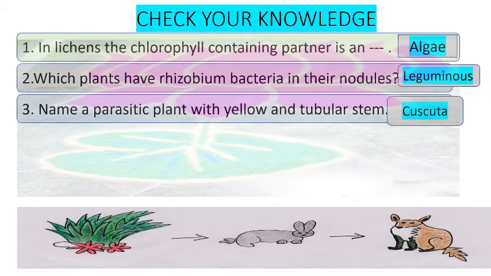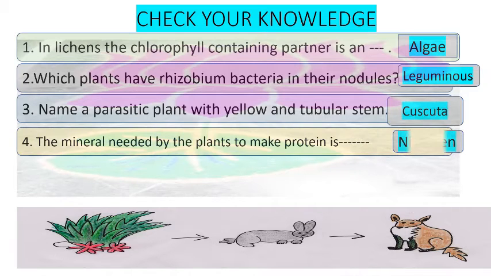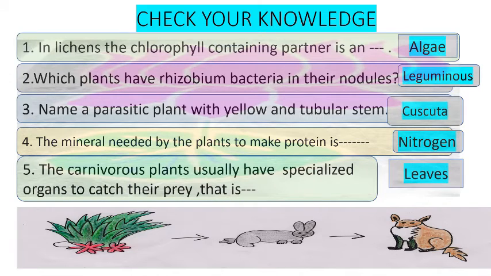Answer is Cuscuta. Question number 4. The mineral needed by the plant to make protein is... Answer is nitrogen. Question number 5. The carnivorous plants usually have specialized organs to catch their prey. That is... Answer is leaves.